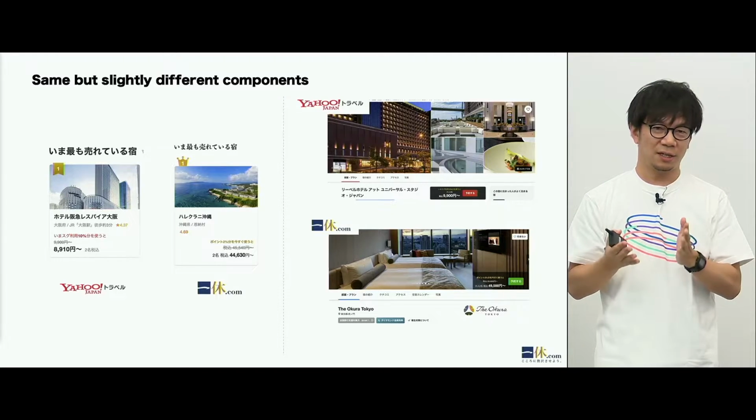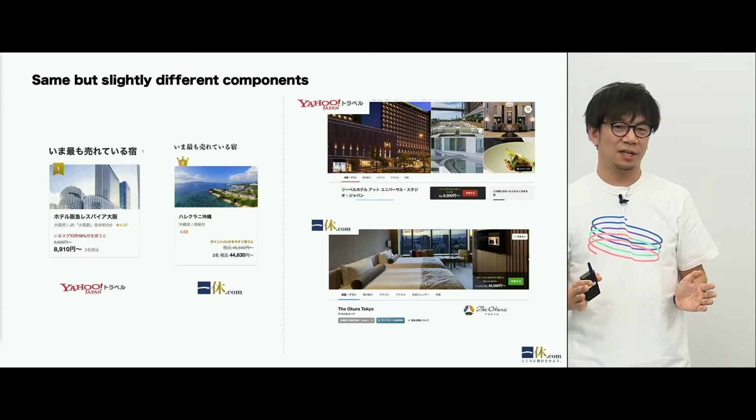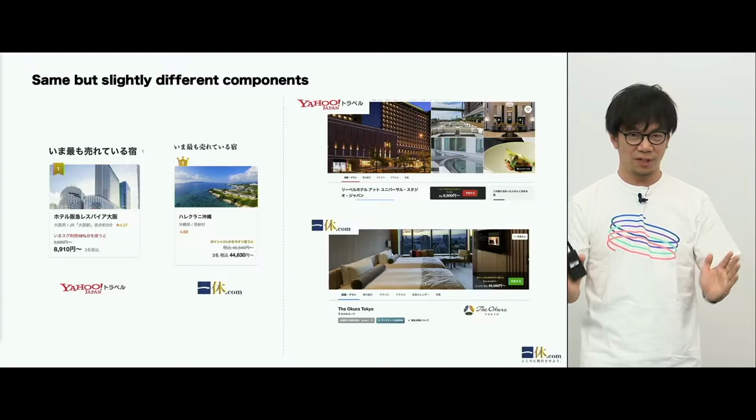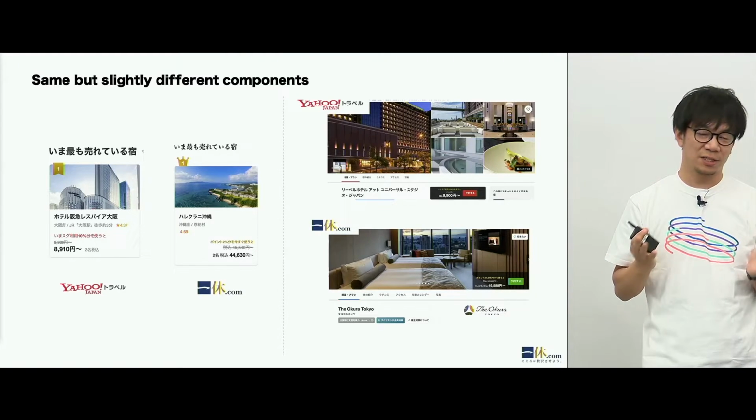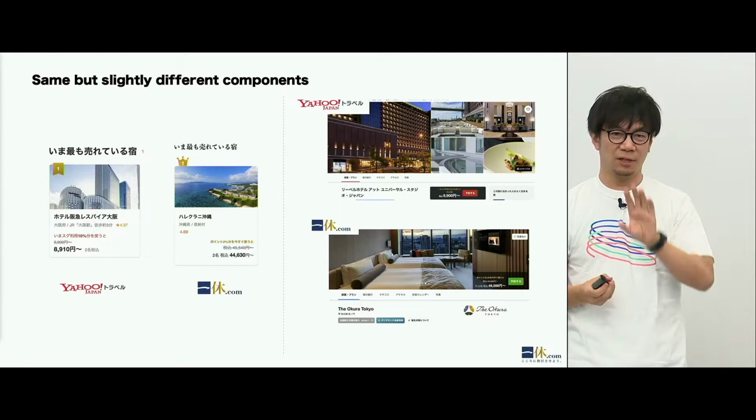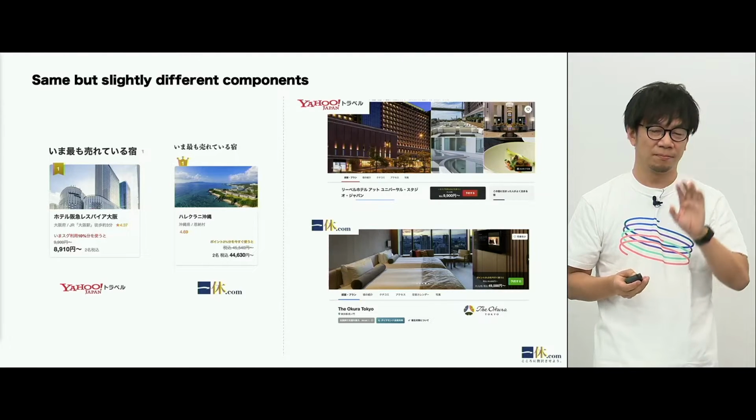Yahoo Japan Travel, more business and casual hotels are covered. So the more information, the better. Whereas in the case of EQ.com, it's a luxury-oriented site, so the image is important to really encourage people to want to stay at a hotel like this.